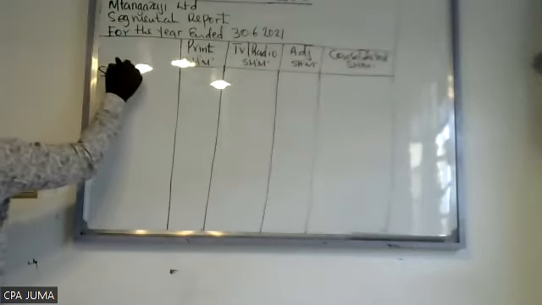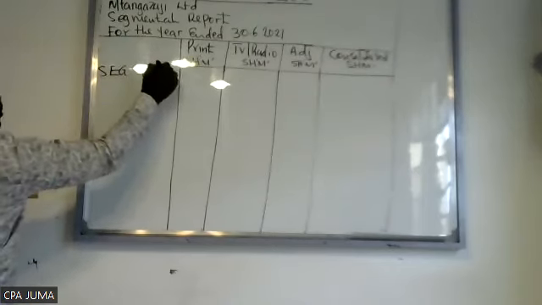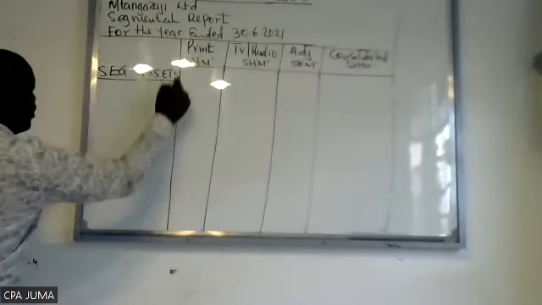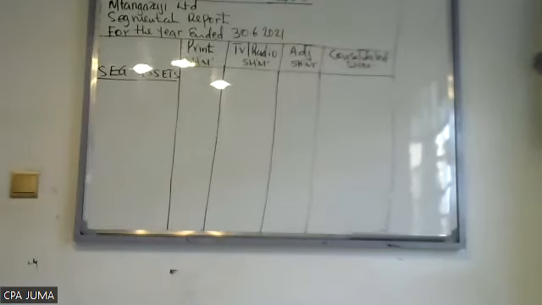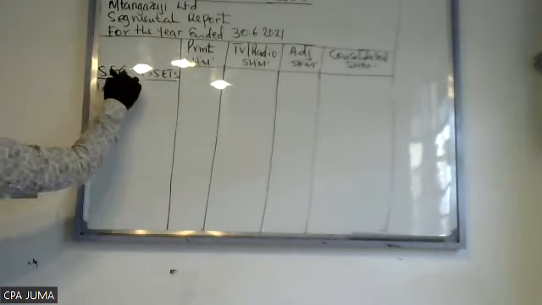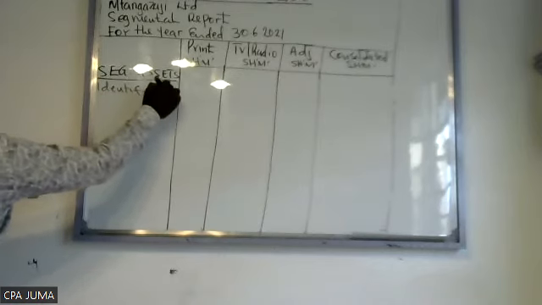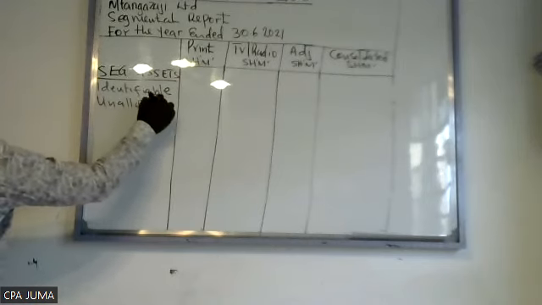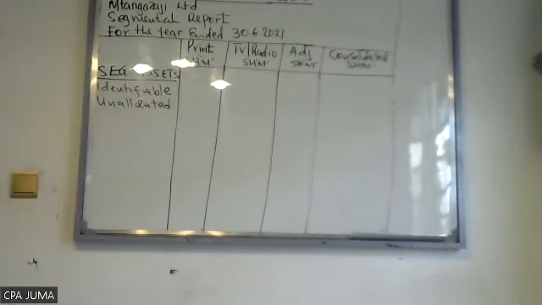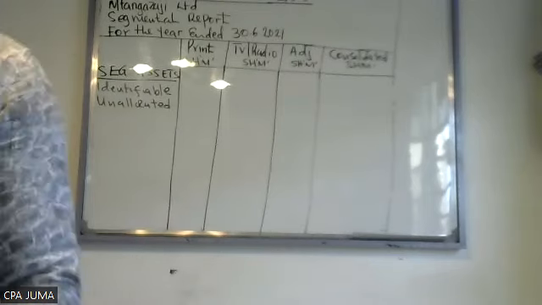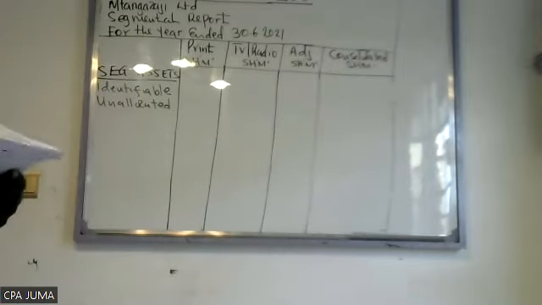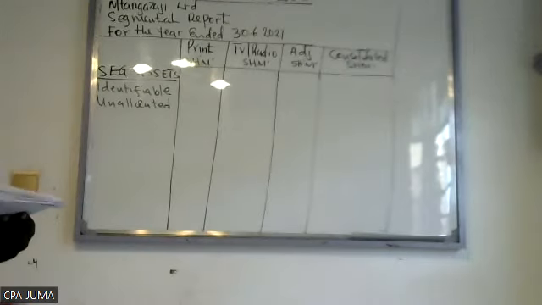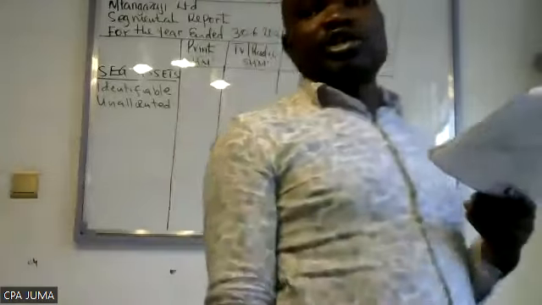So segment assets. Segment assets. So you will first of all bring the identifiable. You bring the identifiable, then unallocated, like that. Identifiable and unallocated. So let's check our arrangement. In our arrangement, check the arrangement.